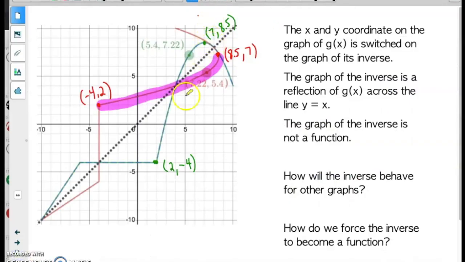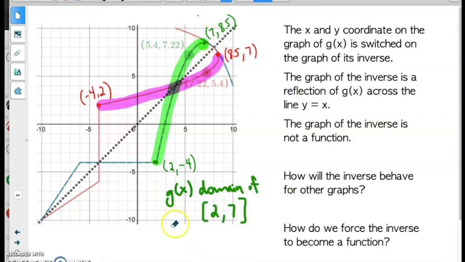So back here, I've just labeled those particular points that I gathered from the Desmos file. And the corresponding piece to the inverse part that I know would be a function, it would pass the vertical line test. Its corresponding piece here on the original function, g of x, falls here between 2, -4, and 7, 8.5. So by restricting the domain of g of x between 2 to 7, I can now guarantee that the inverse will be a function. It would be just this highlighted piece that would appear.